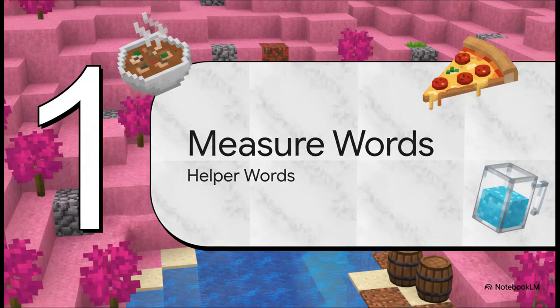That missing word is what we call a measure word. Now in English, for things like soup or water or pizza, things you can't just count like 1, 2, 3, we need a special little helper word. And using them is going to make your English sound so much more natural.